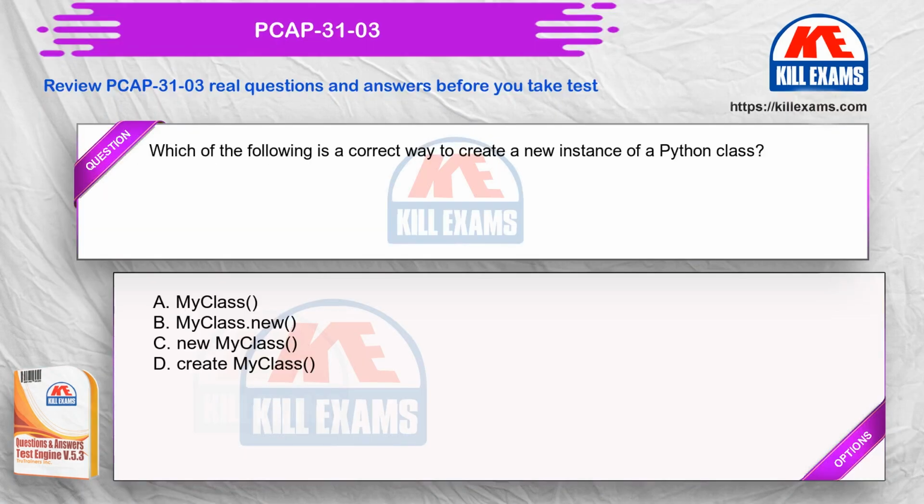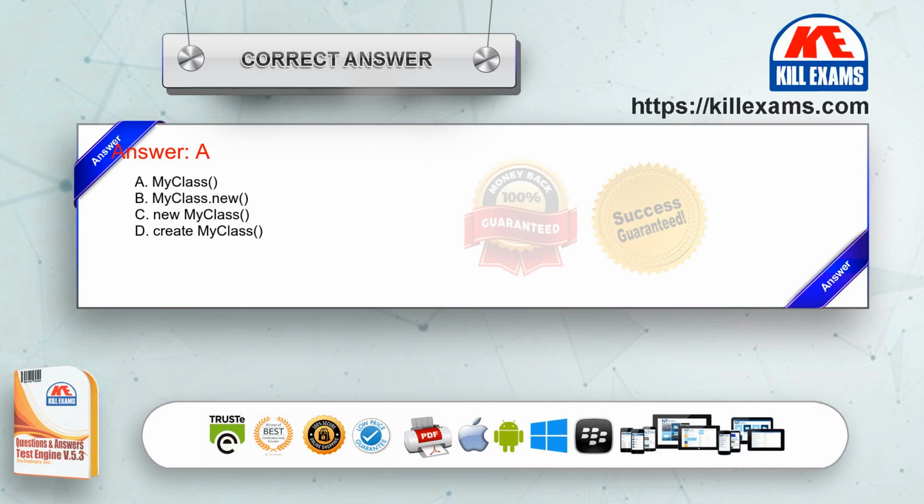Which of the following is a correct way to create a new instance of a Python class? A. MyClass() B. MyClass.new() C. new MyClass D. create MyClass. The correct answer is option A.